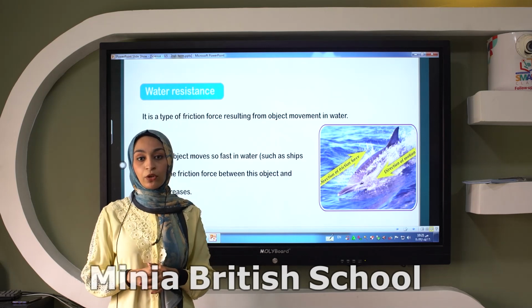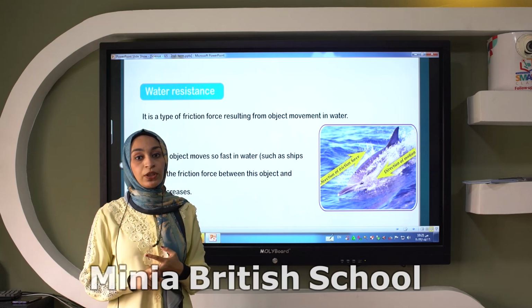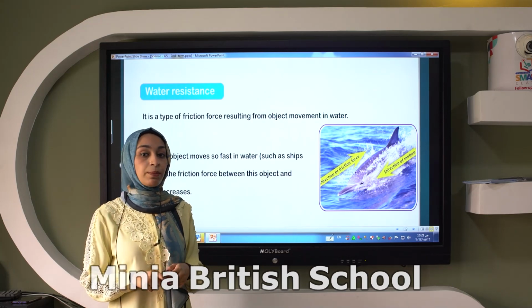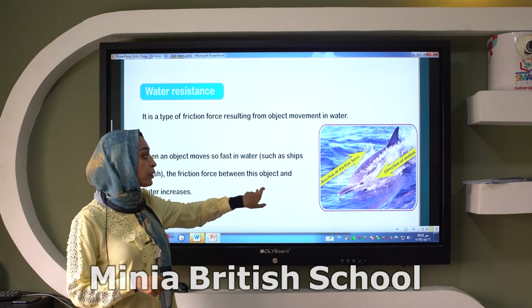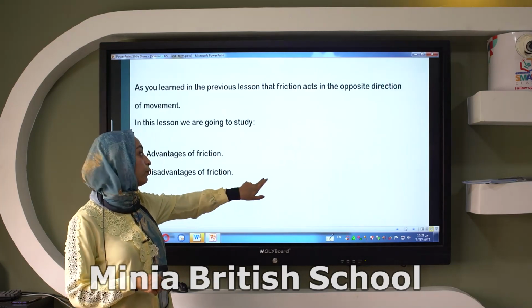This was for the meaning of the friction force, the types of the friction force, and the factors that affect each one. What about Lesson 2? Lesson 2 talks about the advantage and the disadvantage of friction.